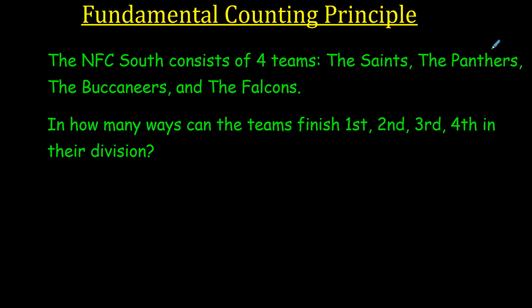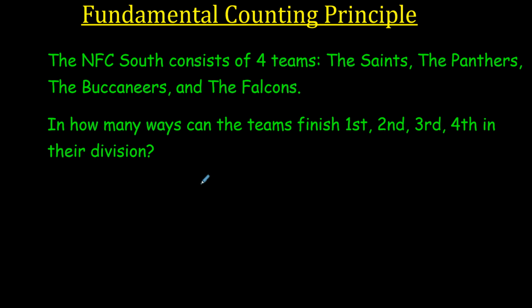So in the NFC South, I've got the first example. It says in the NFC South, in the National Football League, there are 4 teams: the Saints, Panthers, Buccaneers, and Falcons. So in how many different ways can the teams finish first, second, third, and fourth in their division? And if you recall from our tree diagram video, there were 4 different ways.